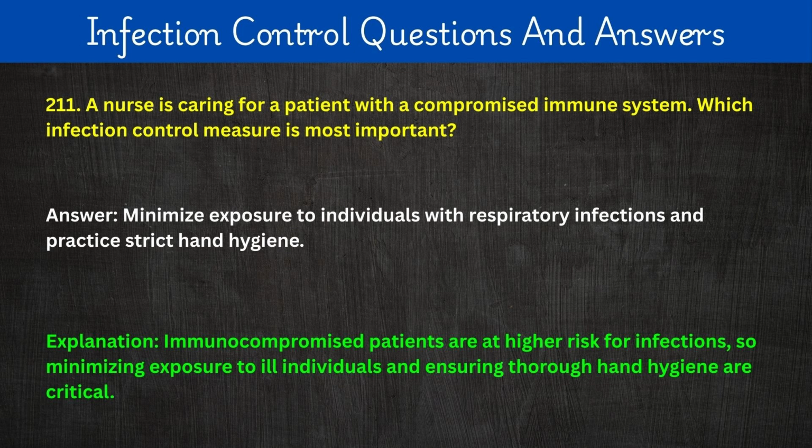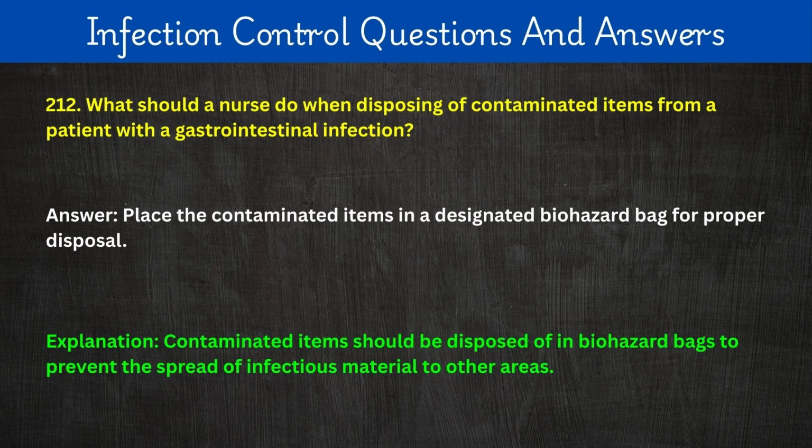211. A nurse is caring for a patient with a compromised immune system. Which infection control measure is most important? Answer: minimize exposure to individuals with respiratory infections and practice strict hand hygiene. Explanation: immunocompromised patients are at higher risk for infections, so minimizing exposure to ill individuals and ensuring thorough hand hygiene are critical.